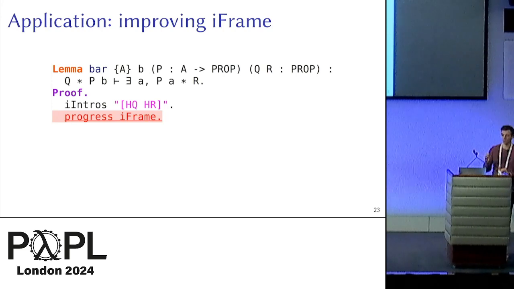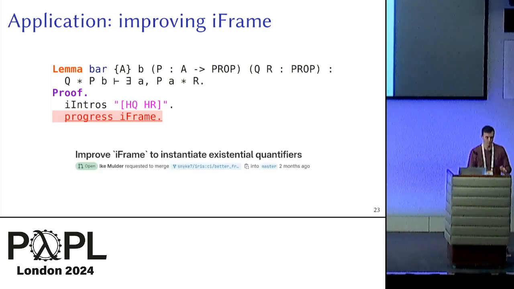Now, getting back to iframe, which I mentioned at the beginning, iframe is not able to instantiate existential quantifiers, for example, here. But the techniques we developed in this paper can be used to improve iframe to make that happen. There is an open merge request about improving iframe, which I hope to merge one of these days.